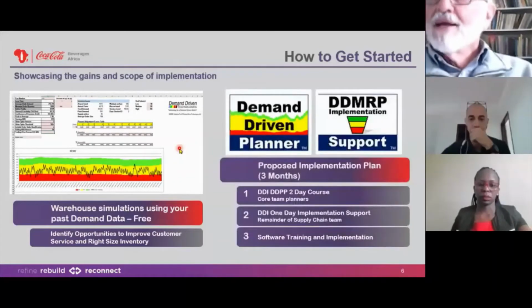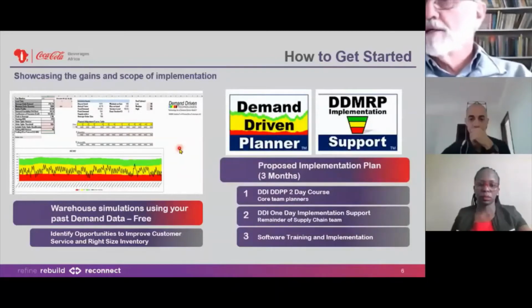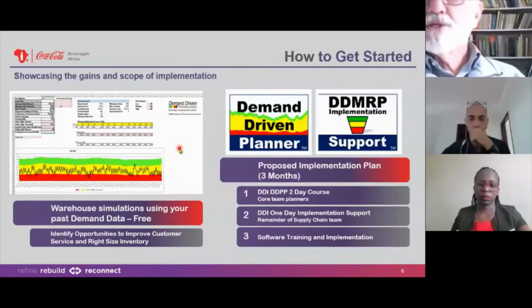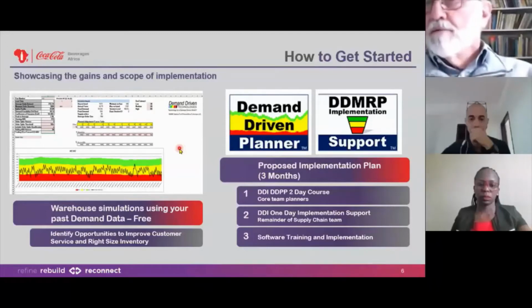Once you've done that and you can see some opportunities, you might say, well, let's start looking at putting an implementation plan together. And quite honestly, in a medium-sized company, this is not like putting in an ERP system. We can do this fairly quickly. And just to give you an idea, with Coca-Cola, we spent a few days with them globally.